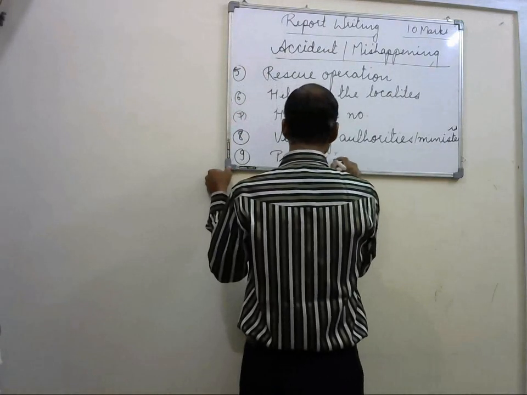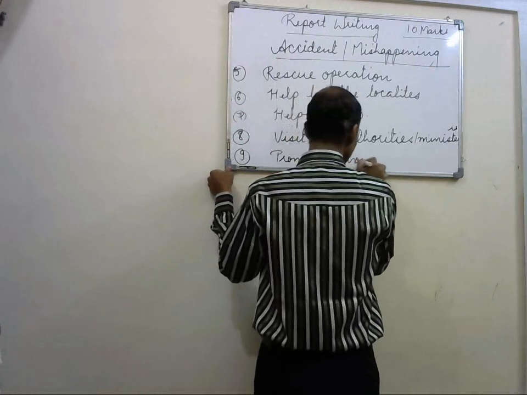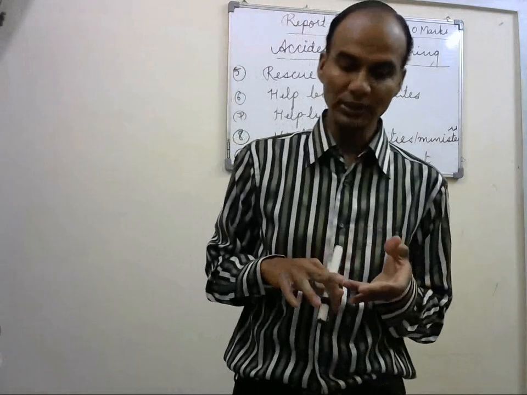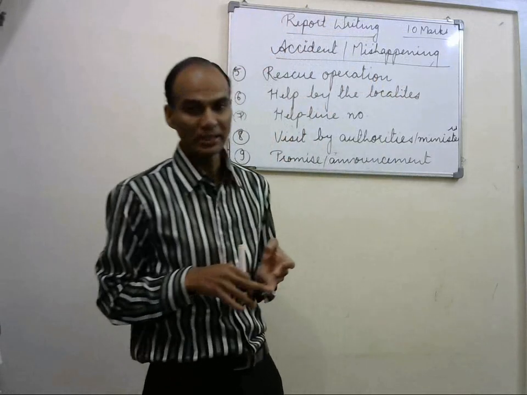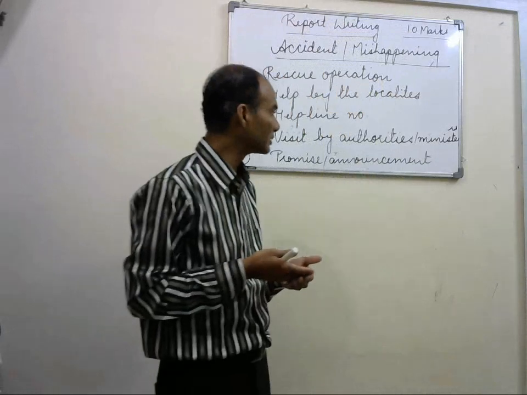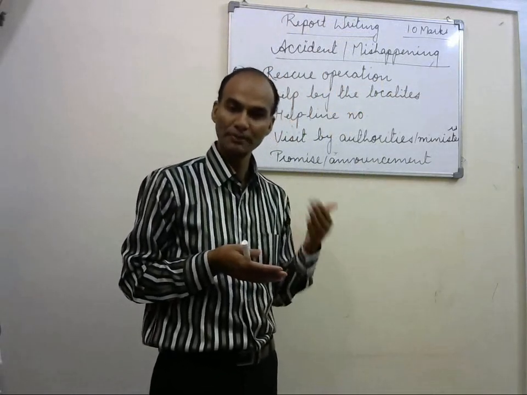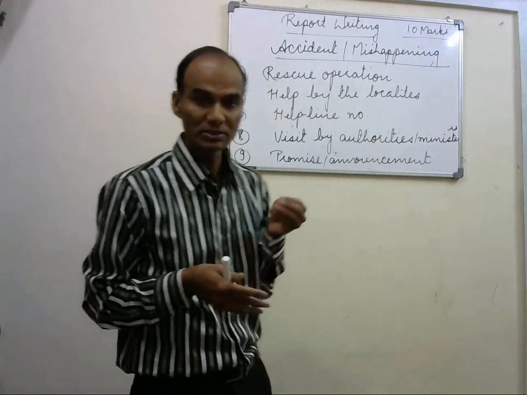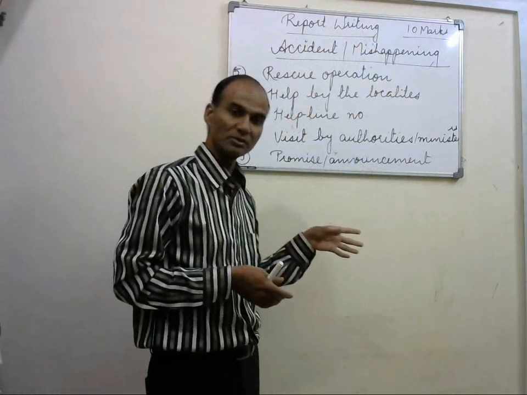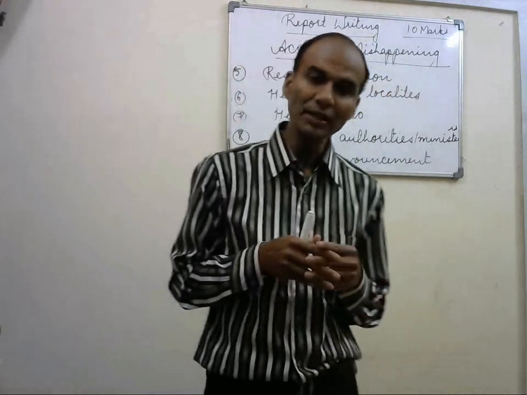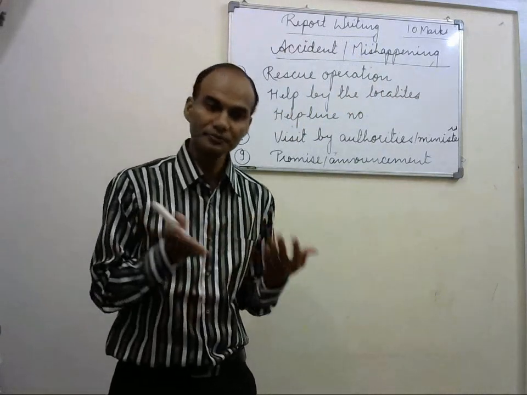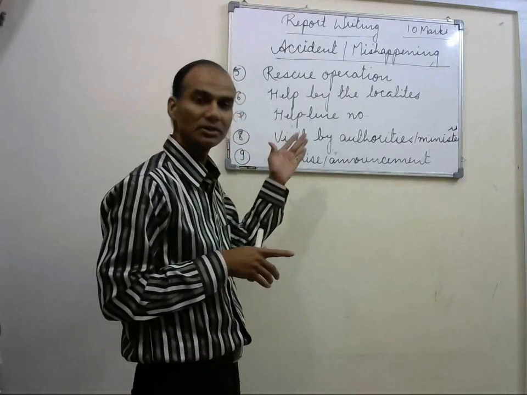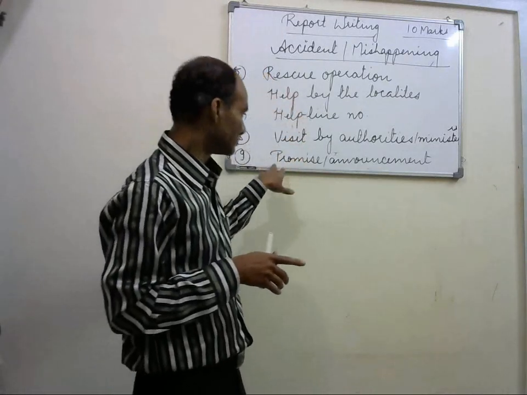Promise announcement by ministers, for example, like if people have lost their lives, so the announcement, like the dependent of the departed soul, the dependent of the dead people will be given this much amount, or those who have suffered serious injuries, they will be given this much amount. So this kind of promises or announcement can be made, which we generally see in newspapers. So this is what is to be included in newspaper reports pertaining to some accident or some happening.